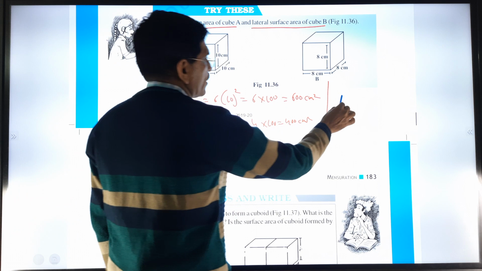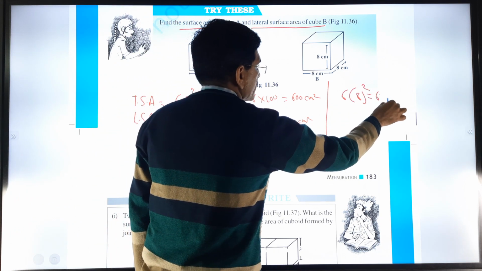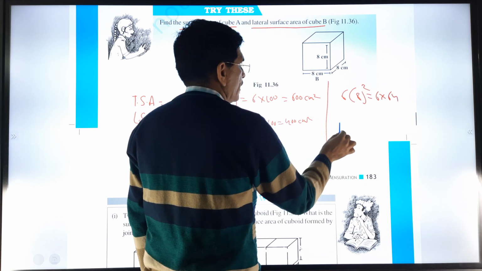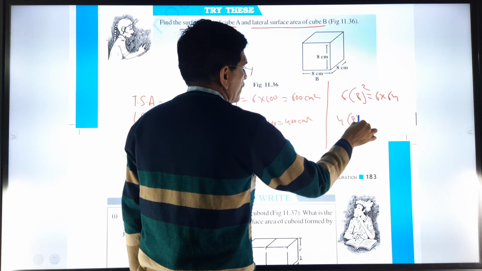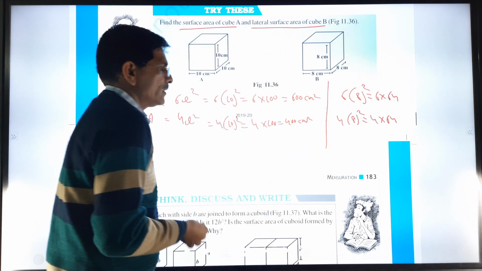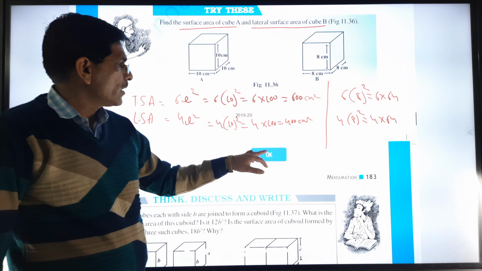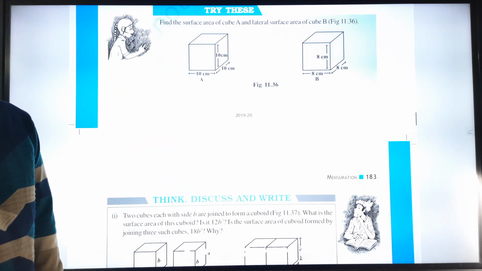Did everyone get the answer? 6 into 8 square, so you have to write 6 into 64. And 4 into 8 square, you have to write 4 into 64. That is the answer. So now we go for the next.